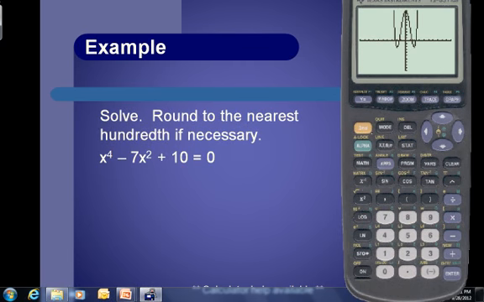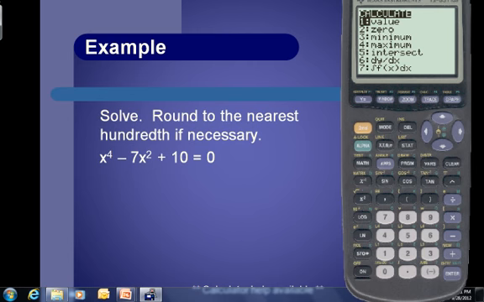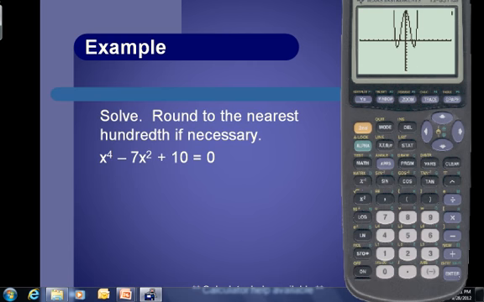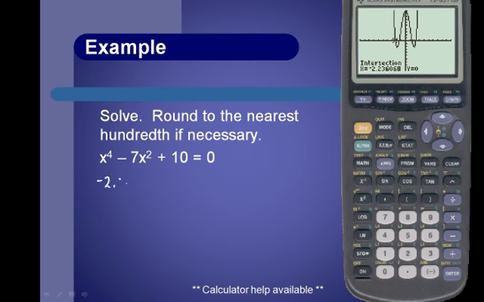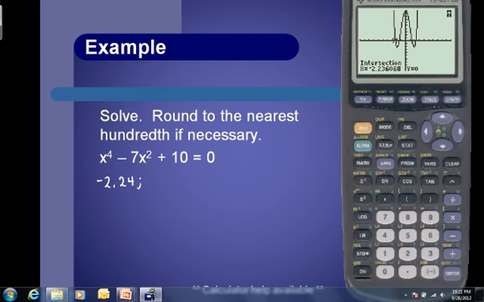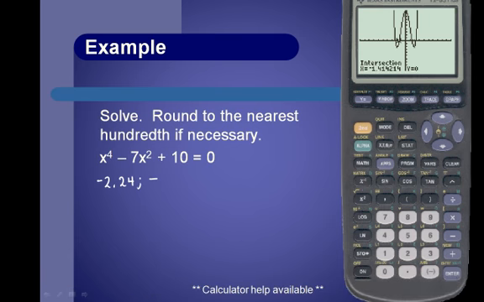So we're going to go through second trace, number 5, enter, enter. I'm just going to start back over here with the leftmost solution, and we get 2.236, which would give us negative 2.24. Then we're going to do it again. Second trace, number 5, enter, enter. This time we're going to move it to the second one, enter, and we get negative 1.41.